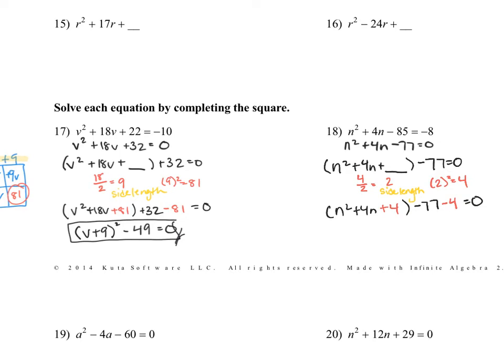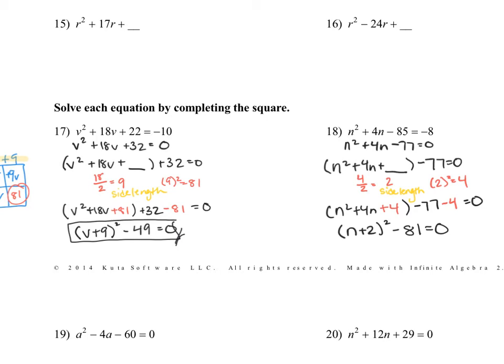So my very last step here, remember everything inside the parentheses I have to write as a perfect square. So I'll write this as n plus 2 squared, since 2 is my side length. And then let's see, negative 77 minus 4 is going to give us negative 81. And there is our answer. So I'm going to be giving you a few problems like this to practice in the Go formative.